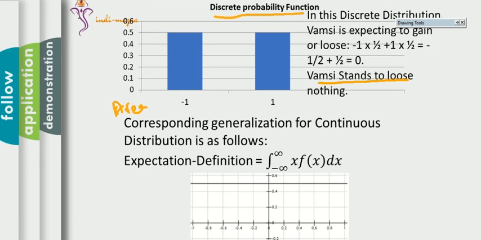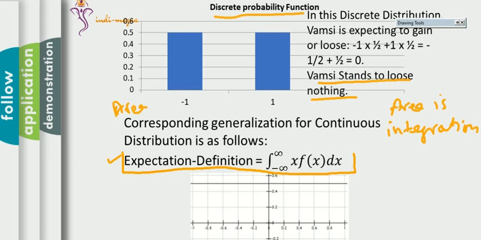The corresponding generalization for a continuous distribution is also shown in equation format. And since finding the area is nothing but integration, we have the expectation defined as: expectation equals the integration of the multiplication of the variable x, the probability function f of x, multiplied by an infinitesimally small interval dx. And this is how we define the expectation.